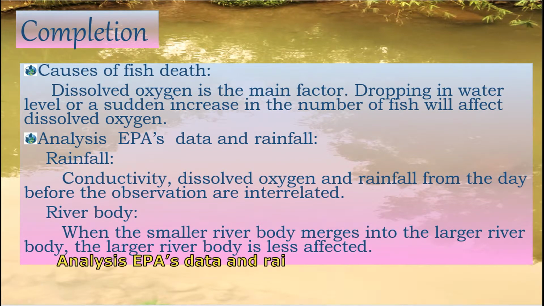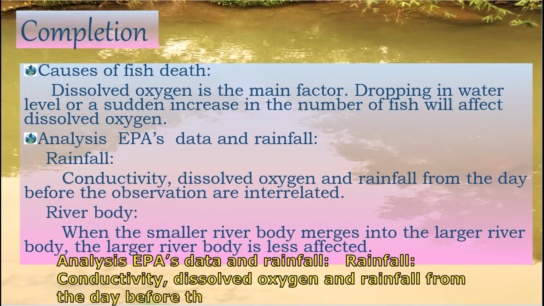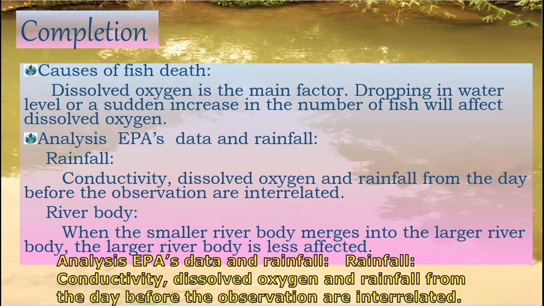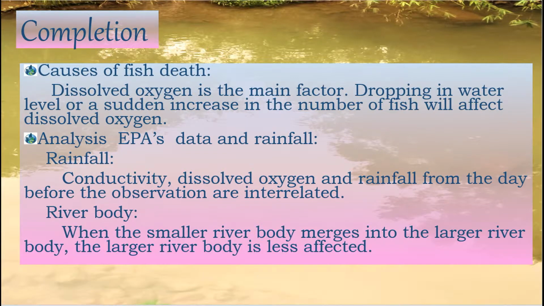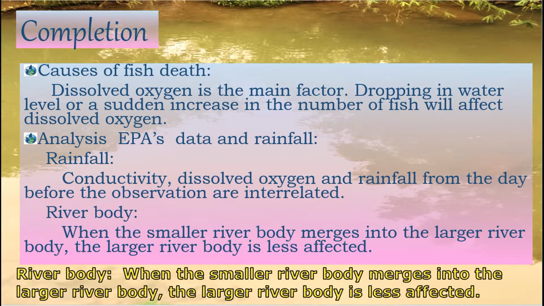Analyze EPA's data and rainfall. Rainfall, conductivity, dissolved oxygen, and rainfall from the day before observation are interrelated. River body. When a smaller river body merges into a larger river body, the larger river body is less affected.